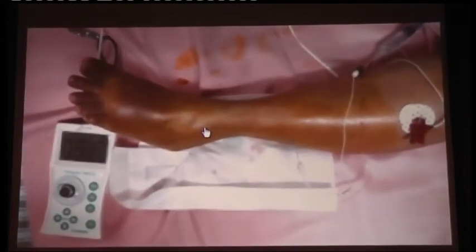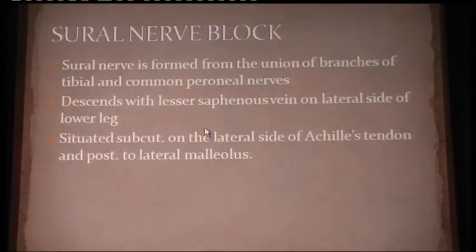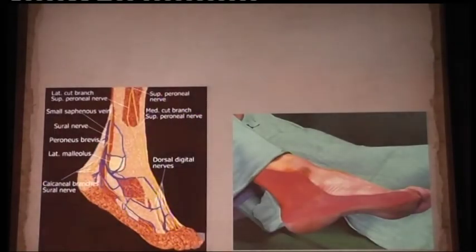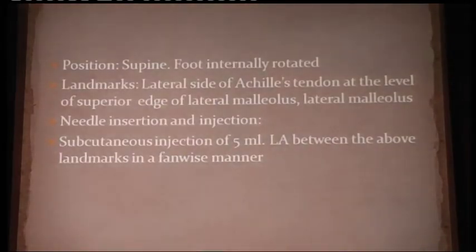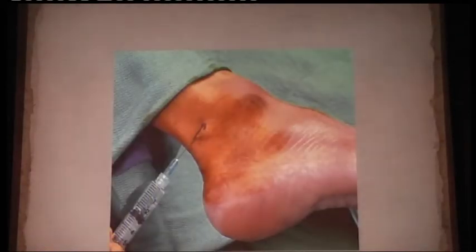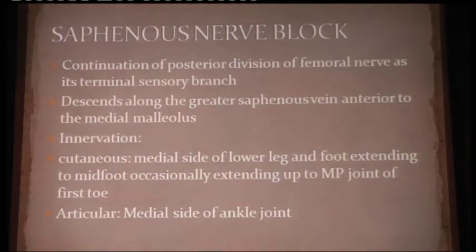This is one more video, it is an older video. Same block. Sural nerve block is for a purely sensory nerve. It descends with the lesser saphenous vein on the lateral side of the lower leg. It is situated subcutaneously on the lateral side of the Achilles tendon and posterior to the lateral malleolus. Supplies this part. Position and landmarks are described here. Subcutaneous injection in this fashion covers the area supplied by the sural nerve.